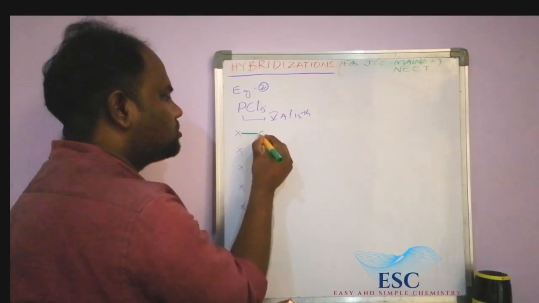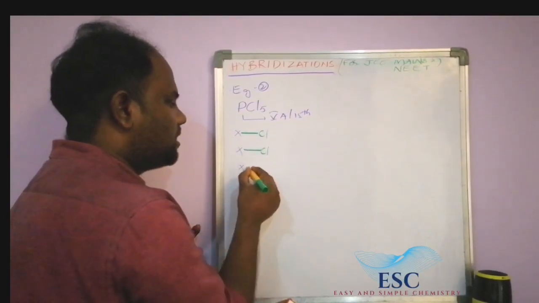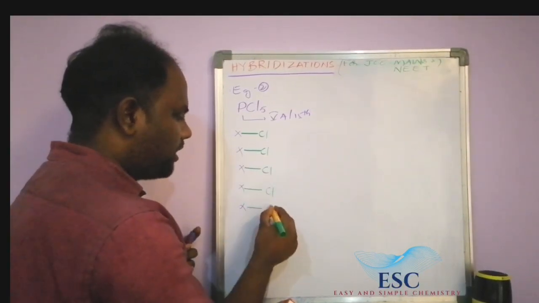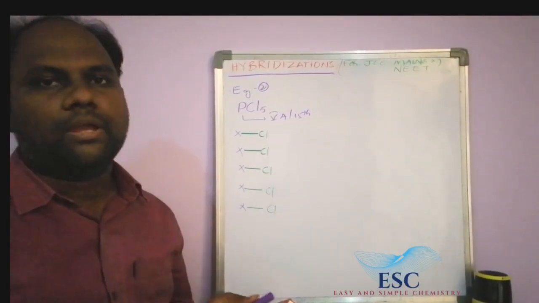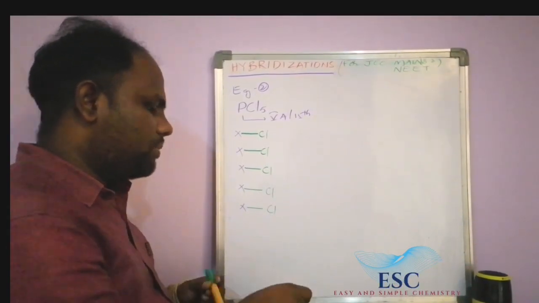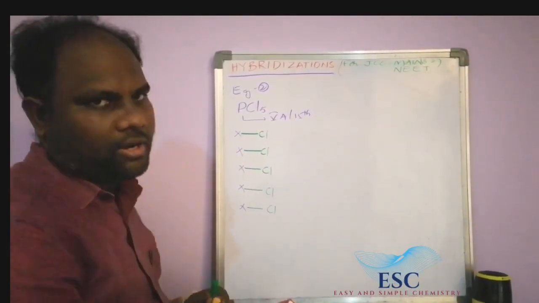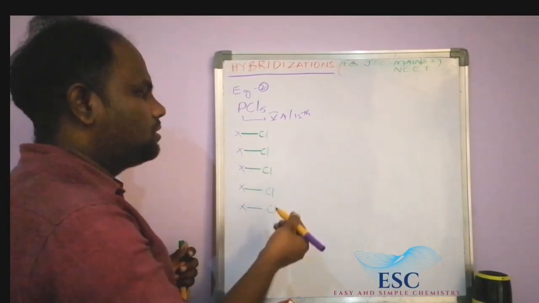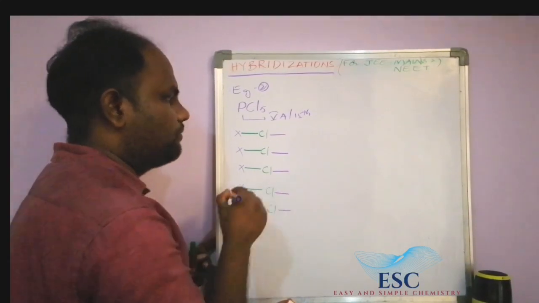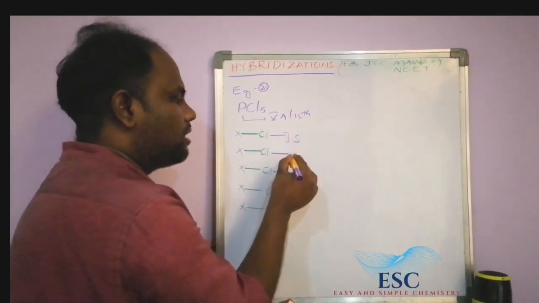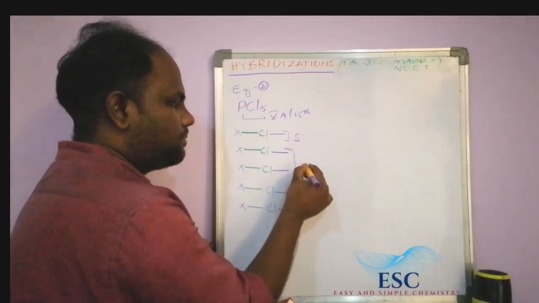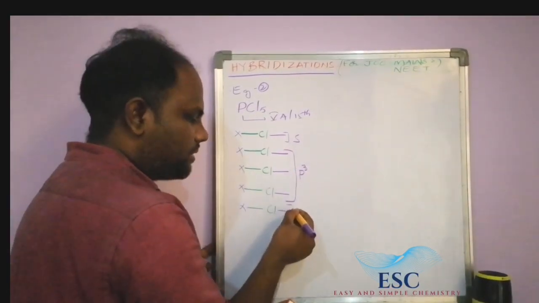Means each cross mark is directly bonded with each chlorine atom. So 5 cross marks, 5 chlorines, no lone pair of electrons. Then calculate the number of chlorines and the number of lone pairs of electrons. There is no lone pair of electrons, so just write lines like this. So 1 line belongs to s orbital. These 3 lines belong to p orbital. 3 lines means p3. Remaining 1 line means d.